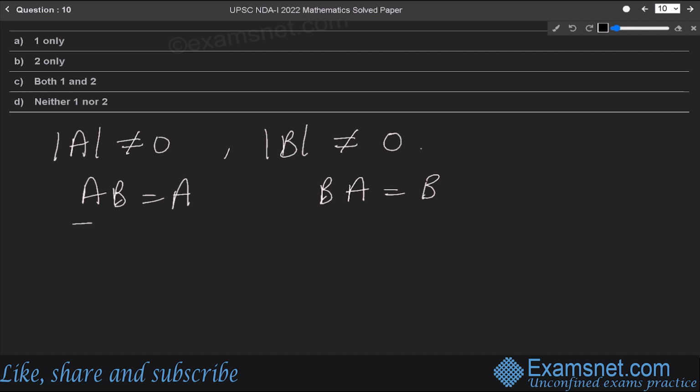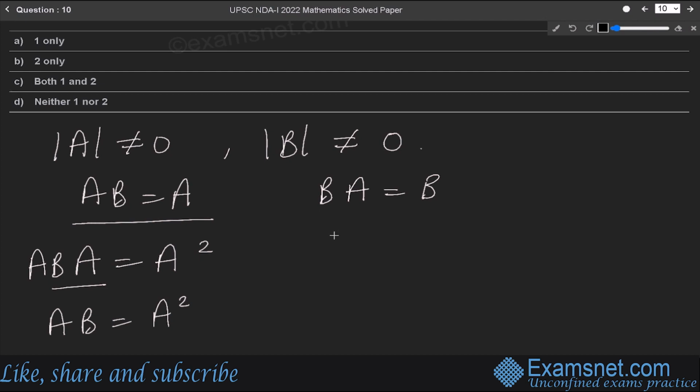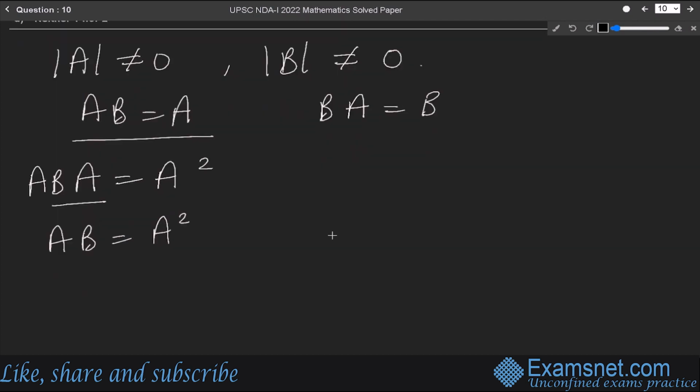In this particular part, AB is equals to A, multiplying A in both the sides, we get ABA is equals to A square. Now replacing the value of BA, which is B, we get AB is equals to A square. Again, replacing the value of AB by A, we get A is equals to A square. Therefore, we can say that the first statement is correct, which is A is equals to A square.